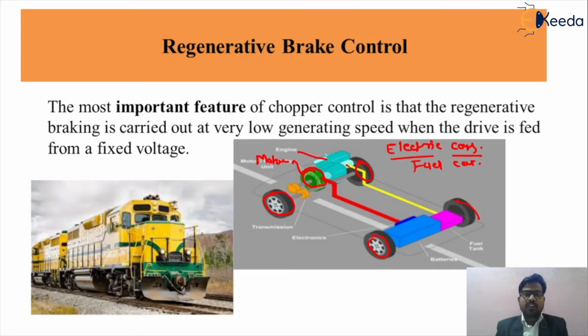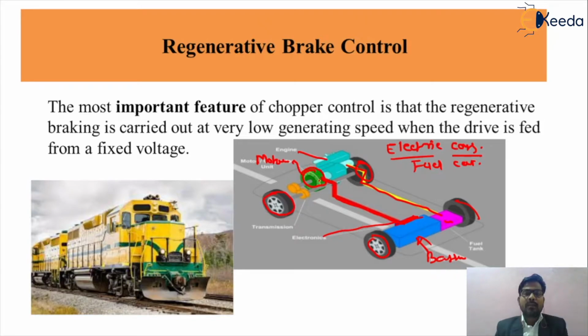For that engine we are using the fuel tank, and that motor we control with the help of different controller circuits and electronic circuits. The blue color shows the electronic circuit, and this is the storage of batteries. So friends, this is the regenerative brake control.